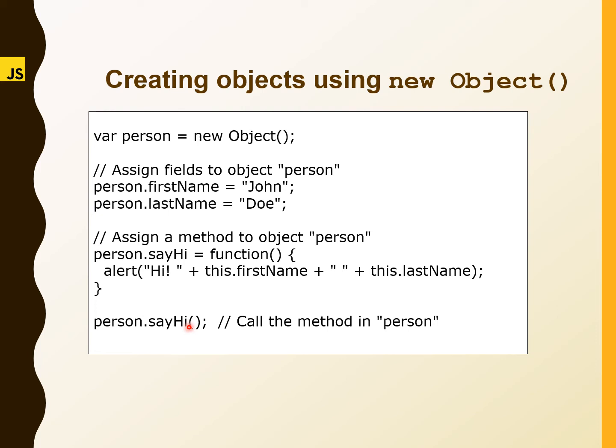So here the sayHi function will work. Inside the sayHi function an alert box will be generated. The alert box has the message Hi this.firstName. The first name stored in the person object is John, then the last name stored in the person object is Doe. So an alert box with the message Hi John Doe will be displayed. Likewise, we can create objects in JavaScript.